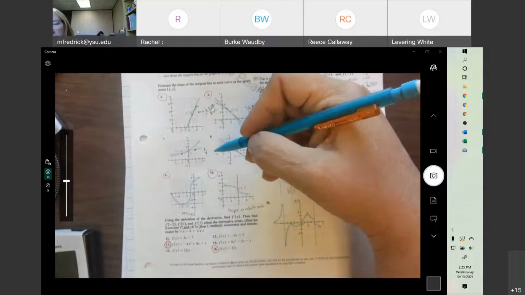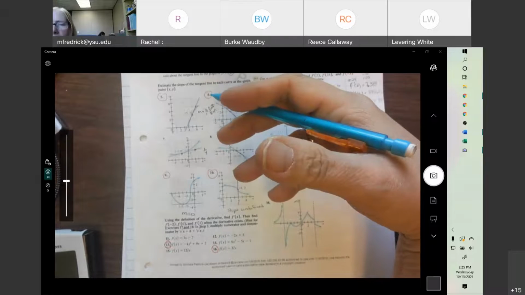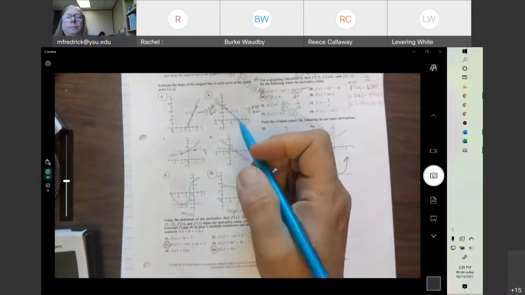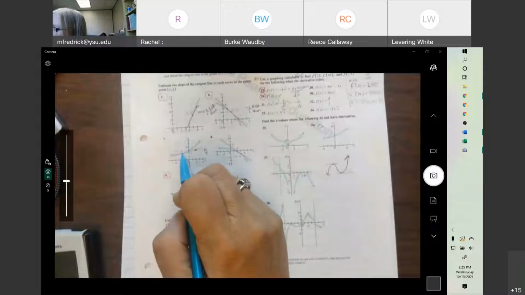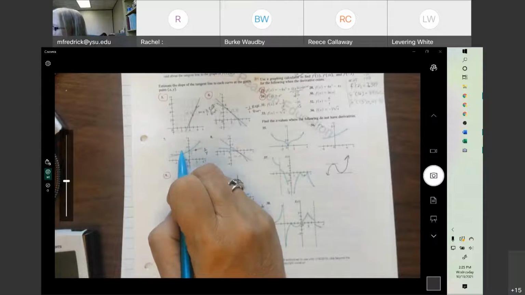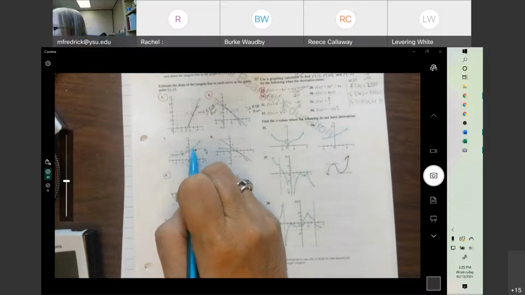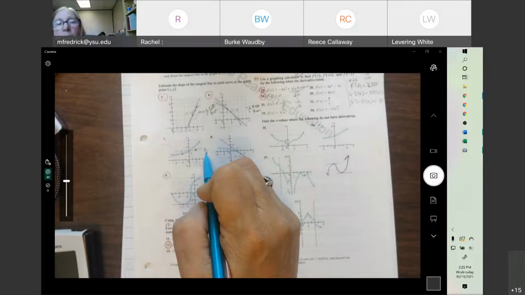This part's kind of a review, except you're calling it a tangent line. This one, we'd go from the leftmost point up 1 and over 1, 2, 3, 4. So it's 1/4.